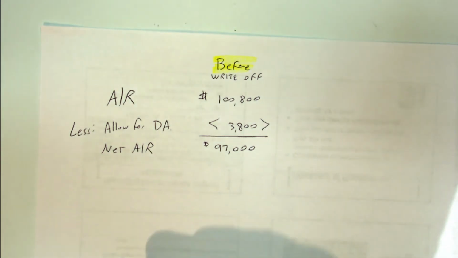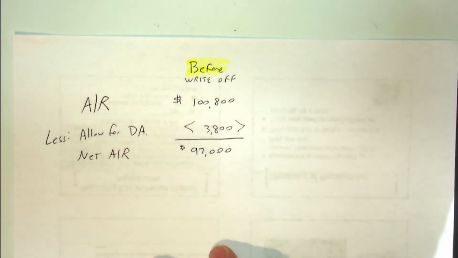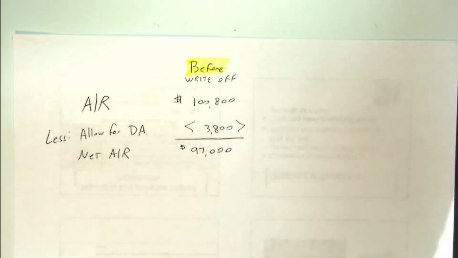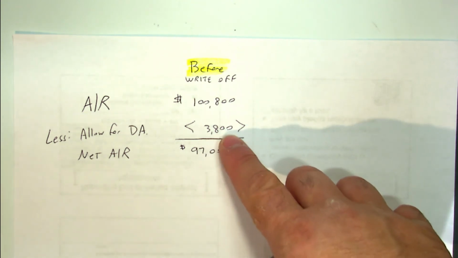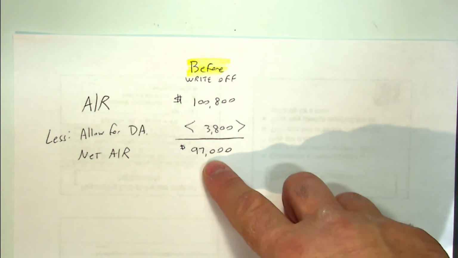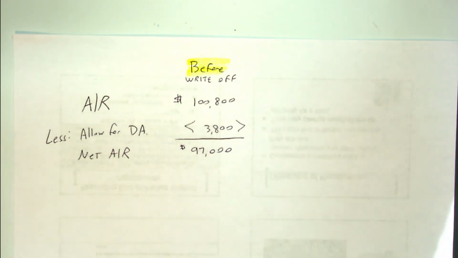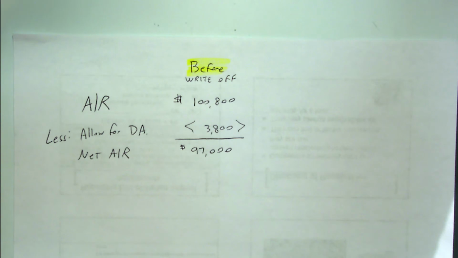But let's say that before we wrote off this account, the accounts receivable for the company was in total $100,800, and the allowance for doubtful accounts was a credit balance of $3,800. So we subtracted that to get net AR of $97,000. Are you with me? That's before the write-off. Okay? That's before the write-off. We know how that looks on a balance sheet, right?